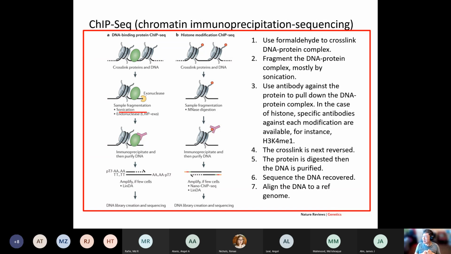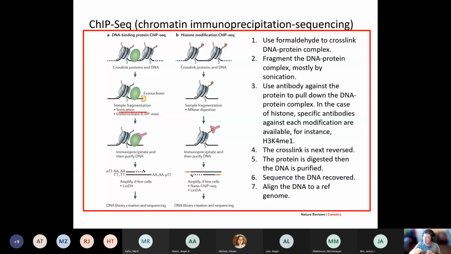The fragmentation can be done with either enzymes such as endonuclease, or you can do it by sonication. Sonication can break the chromatin into fragments. And in the next step, what you do is use an antibody to capture that protein if it is a transcription factor, like shown on the left side. You have a specific antibody that goes against that transcription factor.